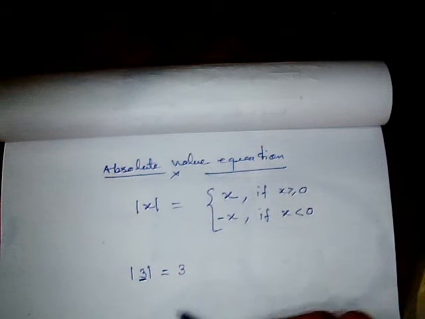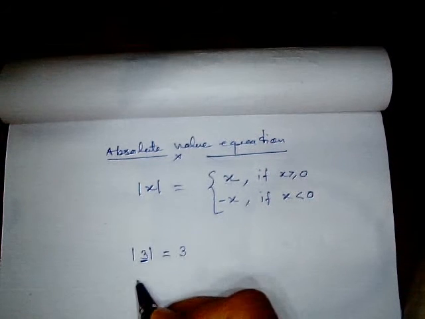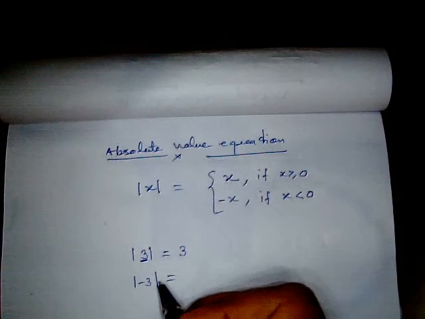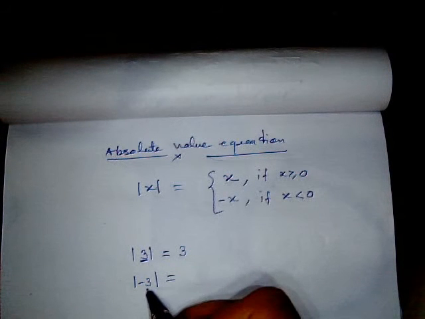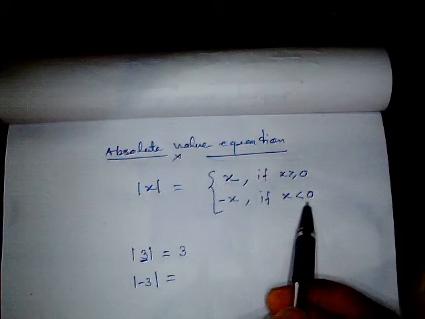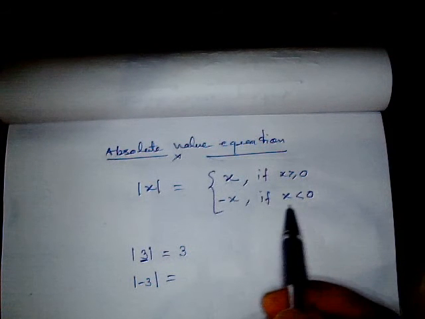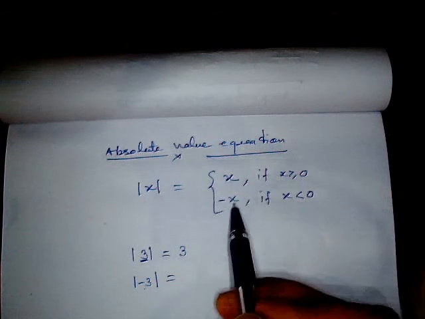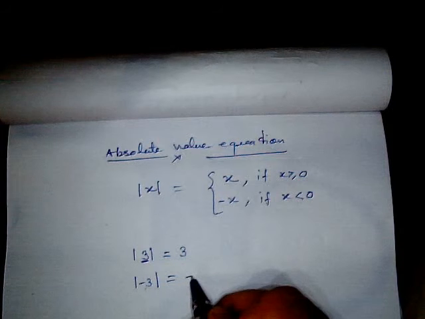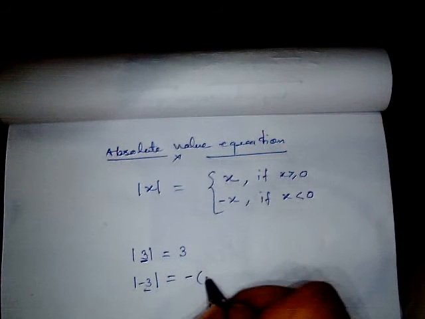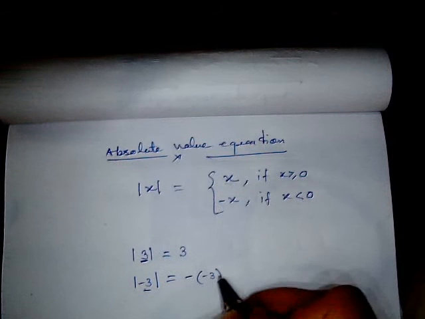If I say calculate the modulus of negative 3, you need to decide whether this x value lies in this range or in this range. This time it lies in this range because negative 3 is less than 0. So it is the negative times the x value, and x is negative 3, so negative times negative 3 is positive 3.